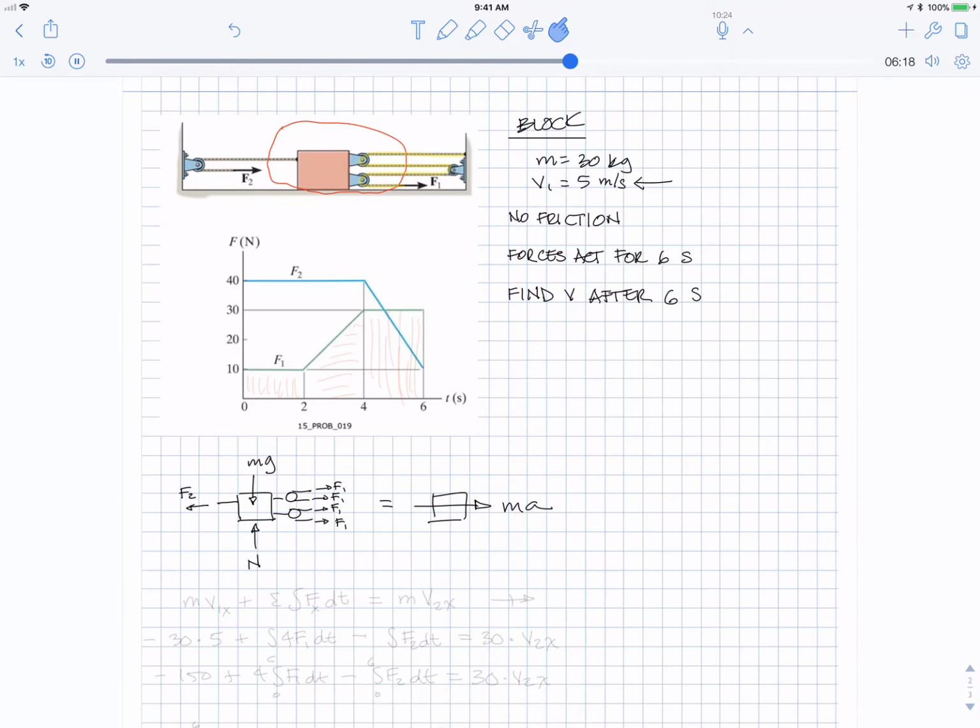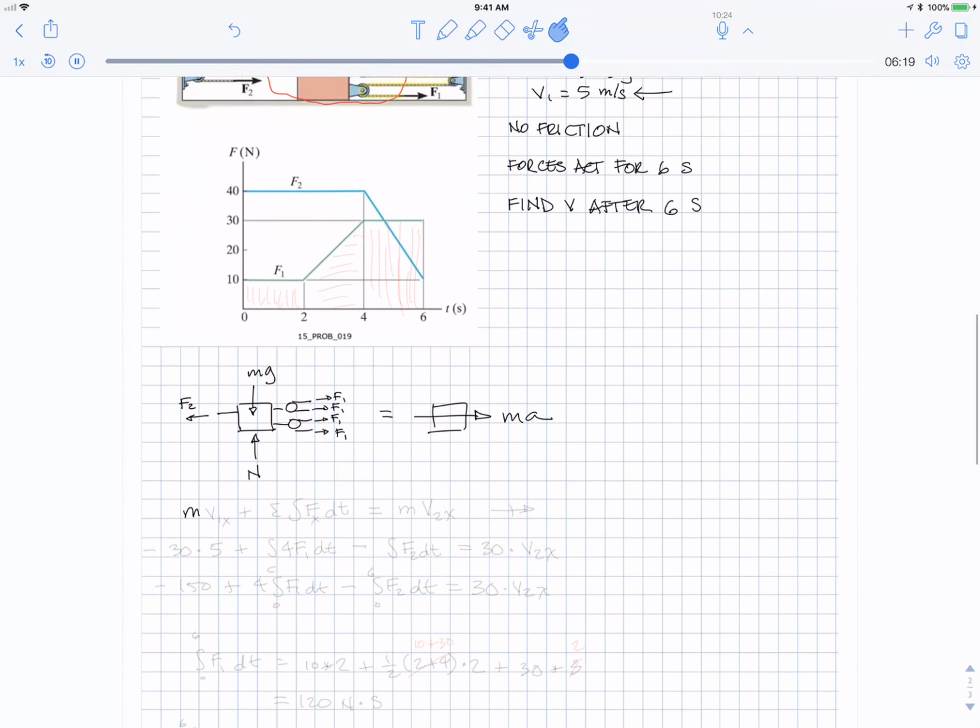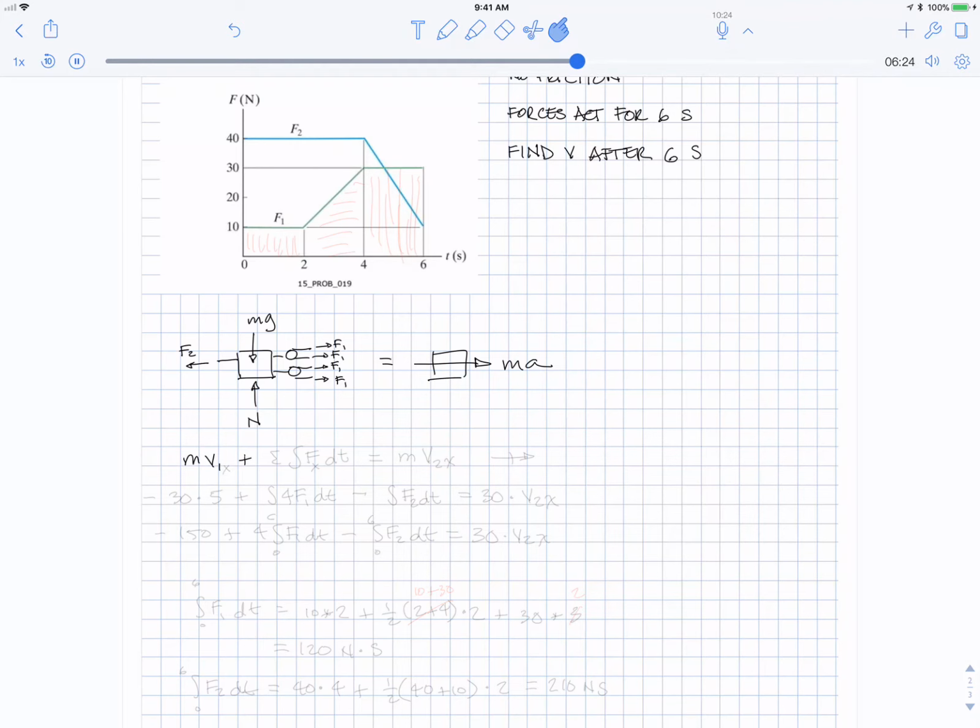So the impulse momentum equation again is the initial momentum, mv1, plus the sum of all the impulse, which is the integral of force over time. And remember, impulse is a vector equation, so we're going to just do the x component. And that will equal the momentum afterwards. Okay, so we do know that the mass is 30 kilograms, and the initial velocity was 5 meters per second to the left. So I'm going to call to the right positive, so that's negative 30 times 5.